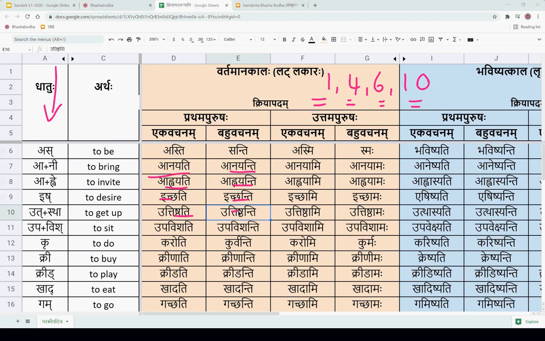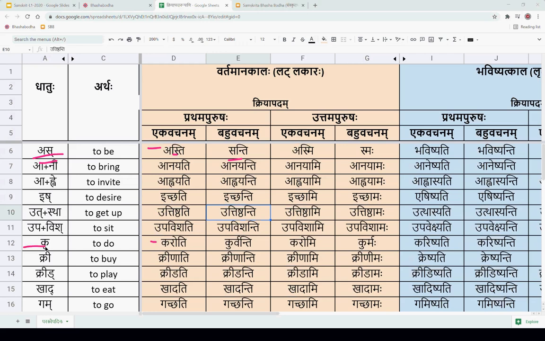Now the dhatus which do not fall in these 4 groups follow some different pattern. Not all of them follow the same pattern; they follow their own individual pattern. Like asti is in group number 2. This as dhatu is in group number 2, so it has different forms, like asti, santi.